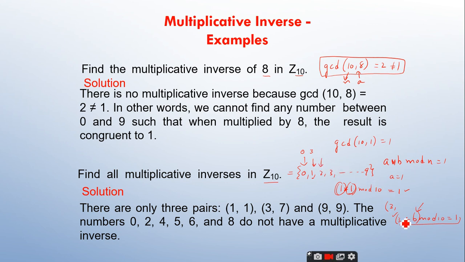Take the next number, 3 into 2 mod 10, 6 mod 10, it is 6. Next, 3 into 3, 9 mod 10, it is 9. Next, 3 into 4, 12 mod 10, it is 2. 3 into 5, 15 mod 10, it is 5. 3 into 6, 18 mod 10, it is 8. 3 into 7, 21, 21 mod 10 is 1. Therefore 3 and 7 are inverses of each other, and similarly 9 and 9 are inverses of each other. 9 into 9 is 81, 81 mod 10 is 1. So this is how we find the multiplicative inverses.